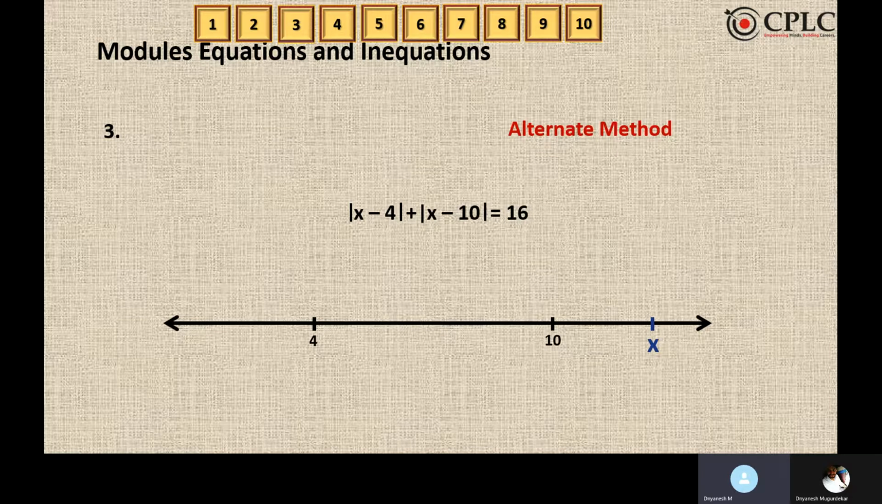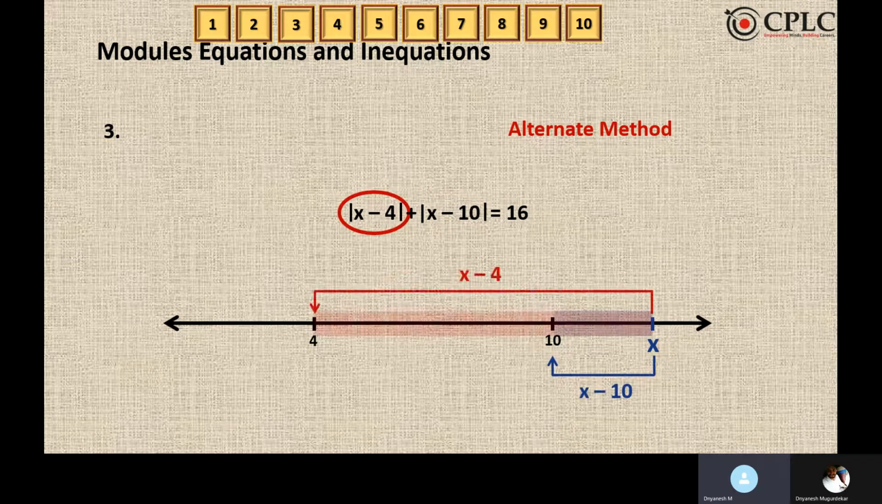Because it is on the right side of both the numbers, both the numbers will be considered positive and they will be taken out as it is outside the modulus without changing the sign. So now you solve for this: x minus 4 plus x minus 10 is equal to 16. When you solve for this, the value of x that you get is 15.